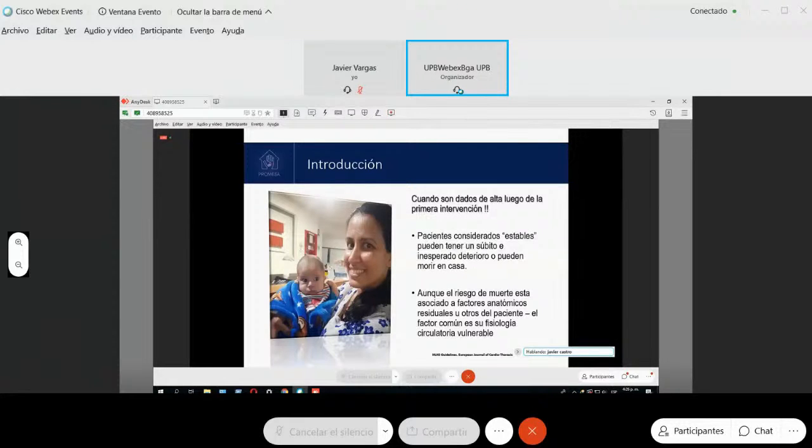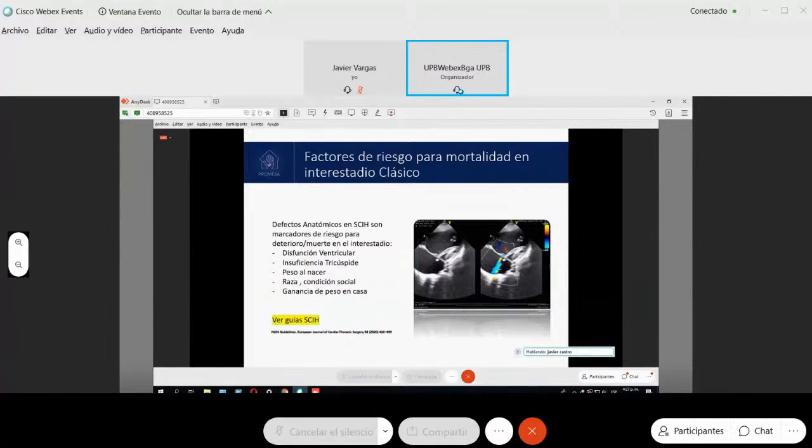When these children are discharged, they are usually considered stable, but we need to consider that they may have a sudden or even unexpected deterioration that may cause this child to die. And even though the risk of dying is associated with anatomical factors, and despite the fact that these children may seem well and may have some residual effects, these are very frail, vulnerable patients, as Dr. Chitra mentioned before. The factors we have reported classically in the literature are anatomical defects.